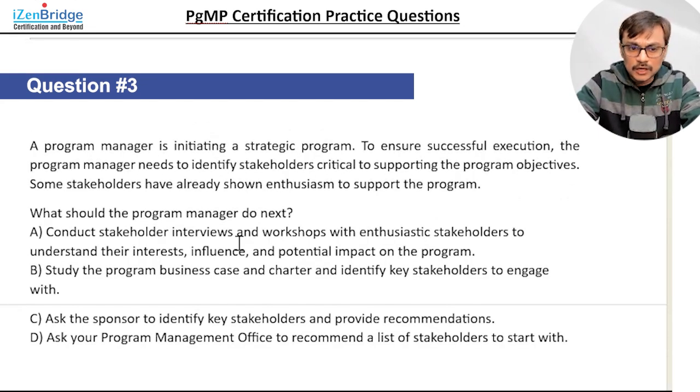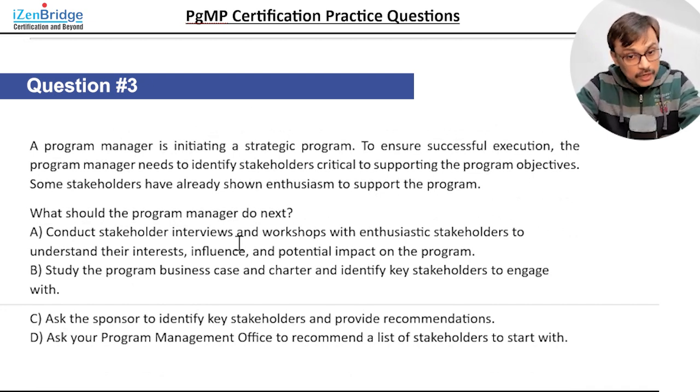Moving forward, question number 3. A program manager is initiating a strategic program, so program formulation stage most likely. To ensure successful execution, the program manager needs to identify stakeholders critical to supporting the program objectives. Some stakeholders have already shown enthusiasm to support the program. Okay, so I am in the program formulation stage. Some stakeholders are showing enthusiasm. I want to identify stakeholders. So how should I proceed from here?